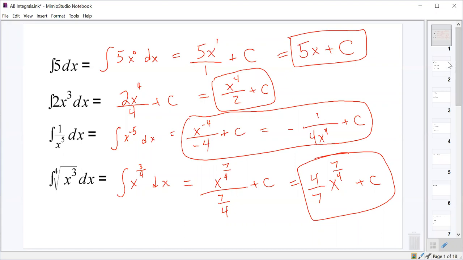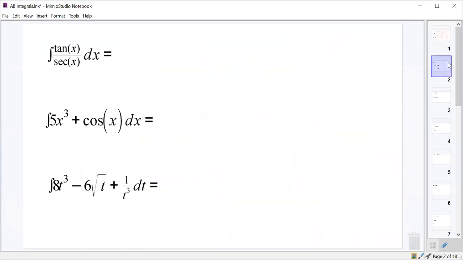All right, let's do some more. First one we got up here is some trig functions. So if you just look at your sheet that I sent you the link to, do you see a specific rule that is the integral of tangent over secant? I do not. Yeah, probably not.